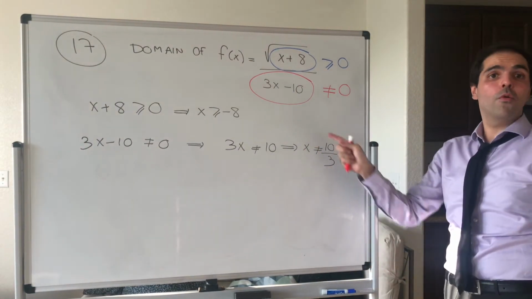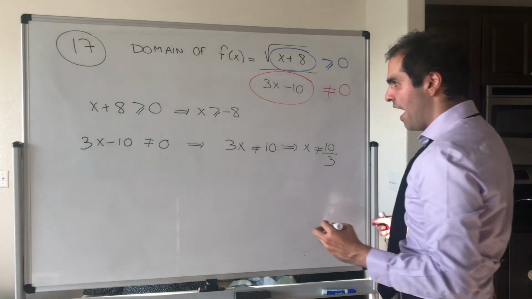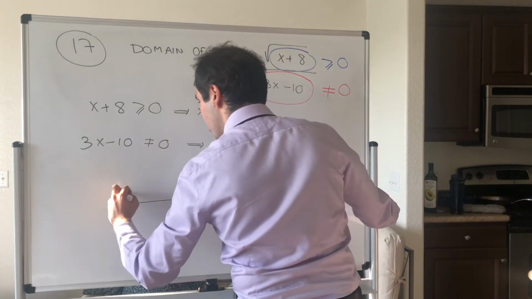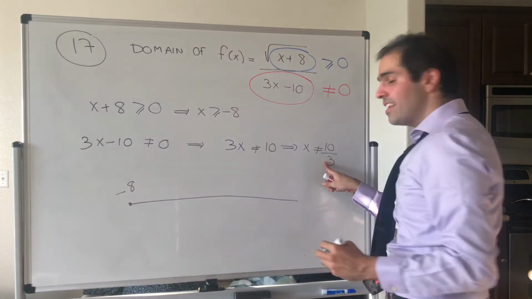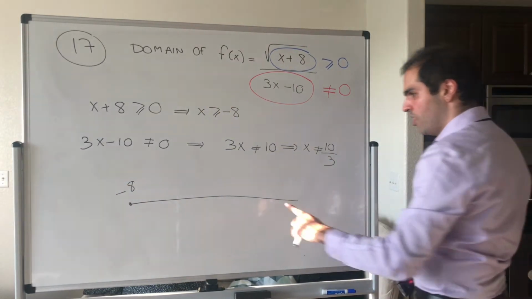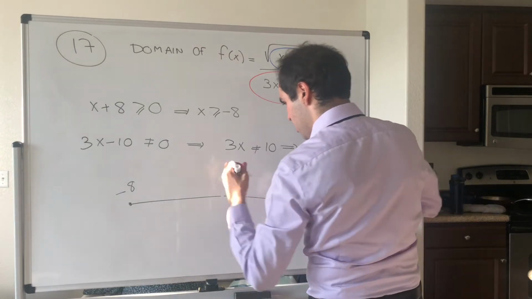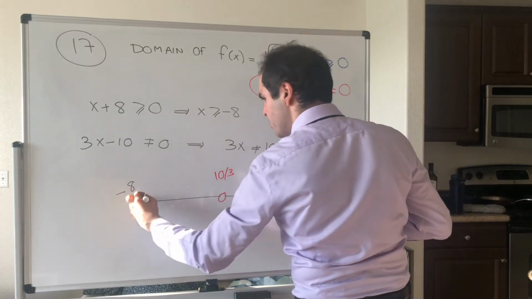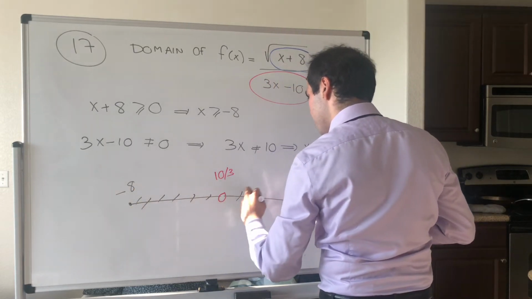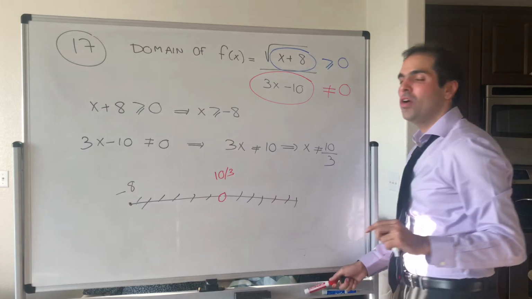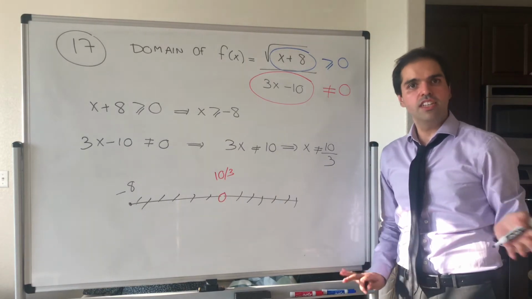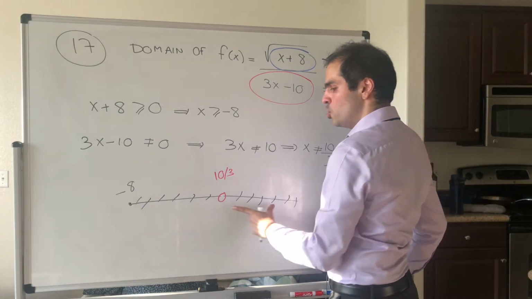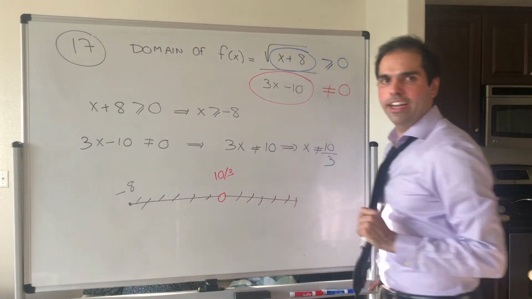And now let's summarize what we have. On the one hand, the domain is all the numbers greater or equal to minus 8, except you exclude 10/3. So basically, all the numbers in this region, except this big bubble at 10/3. And the question is, how do we write this in terms of intervals? Notice this has two pieces, the left piece and the right piece.